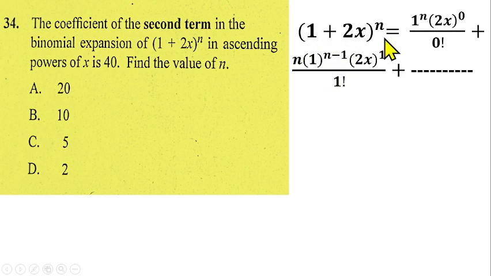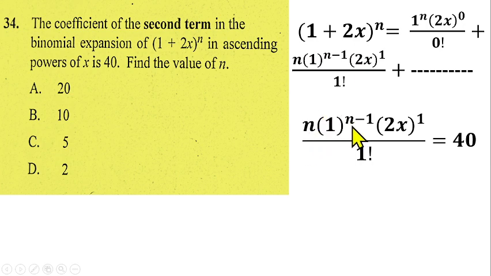If you expand this, this is what you are expanding, and this is the first term. We have 1 raised to power n into 2x raised to power 0 over 0 factorial. Then n will come down. We have plus n into 1 raised to power n minus 1, into 2x, increase the power of 2x by 1, over 1 factorial. Then it continues, but we are told to stop at the second term, so we don't need to go on. So we are working on this second term: n into 1 raised to power n minus 1 into 2x raised to power 1 over 1 factorial equals 40.